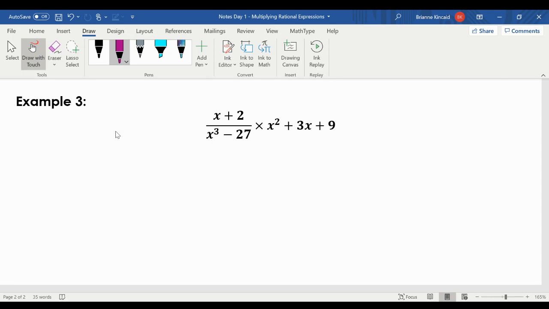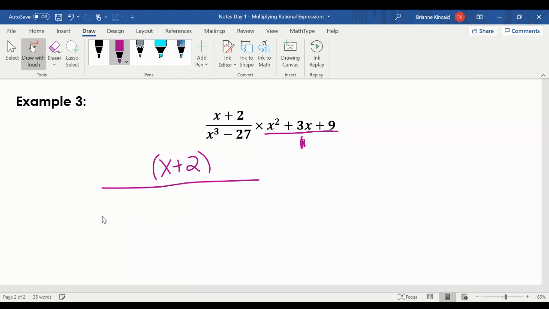For example 3, the first thing that you should notice in this one is I have a fraction and then I don't. What we can do, though, to make this a little bit easier is we can go ahead and change this to a fraction. I can make this a fraction by writing this x squared plus 3x plus 9 over 1. It's going to make it a little bit easier for us when we actually go through to factor and when we go through to multiply. So when I look at the first fraction, x plus 2 is not going to factor further. Once again, I'm going to put it in parentheses just to make it a little bit easier.